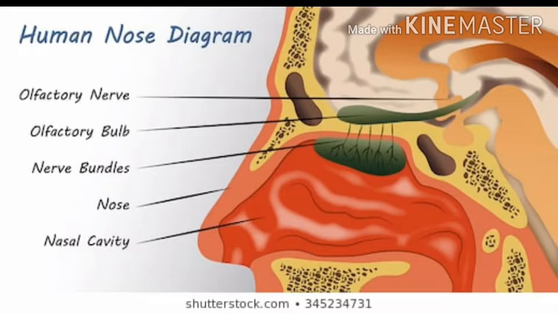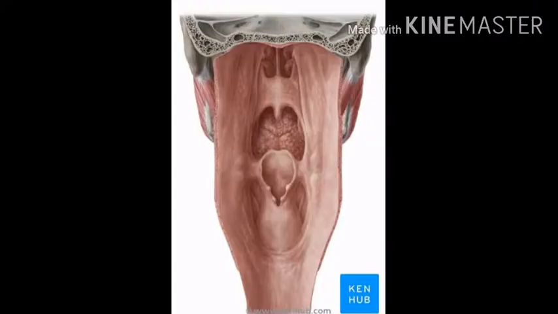Further, the trachea divides into two tubes called bronchi. Bronchi is plural and bronchus is singular. Each bronchus divides and branches into thinner tubes called bronchioles. These bronchioles enter into the lungs and divide further into finer branches called alveolar ducts.